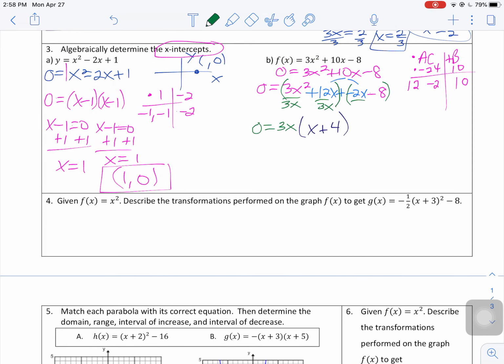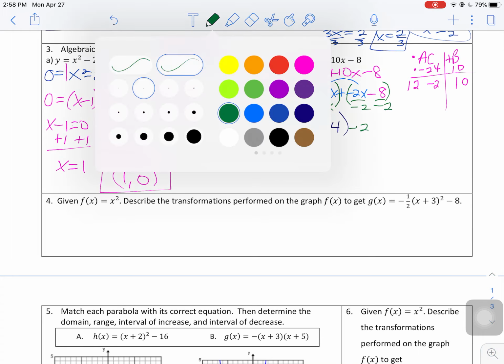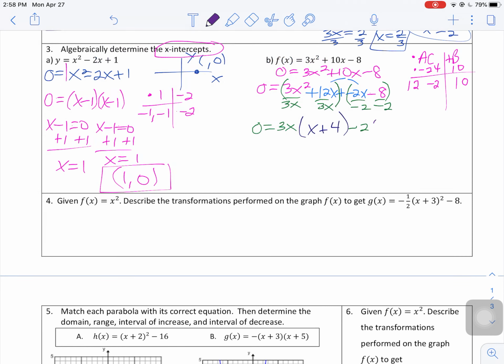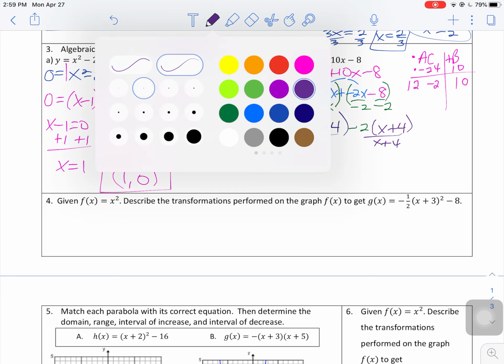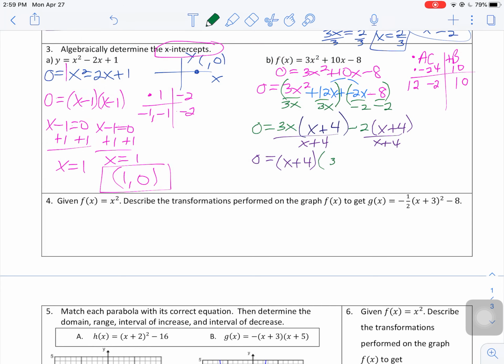Second set of parentheses, since that -2x is negative, I want to take out a -2 as my GCF as opposed to a +2. And then leftovers are x plus 4. So the x plus 4's match, so we're going to divide the x plus 4 out in front as our GCF. Probably should drag down that 0 equals in the front. And then my leftovers in the green are the 3x minus 2.